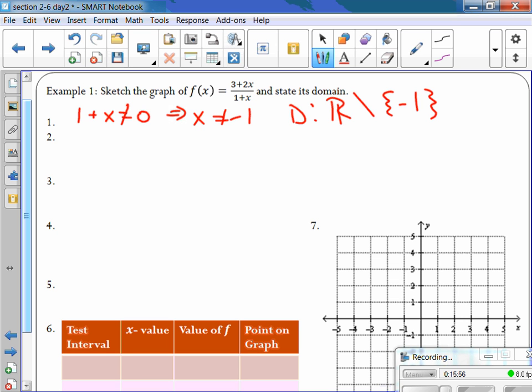What about my y-intercept? By letting x equal 0, we're going to wind up with 3 over 1, or just 3. So when x equals 0, our f of 0 equals 3. So now we have (0, 3) as our y-intercept.